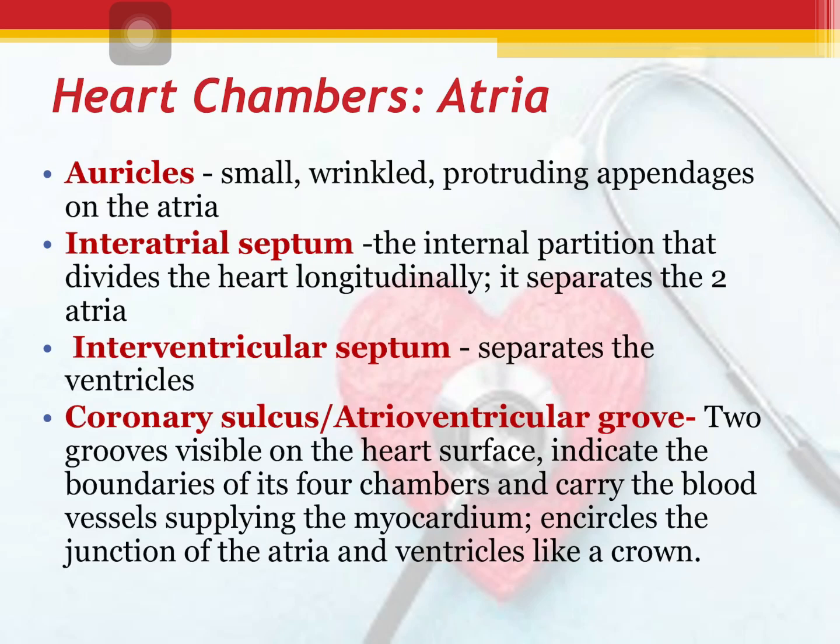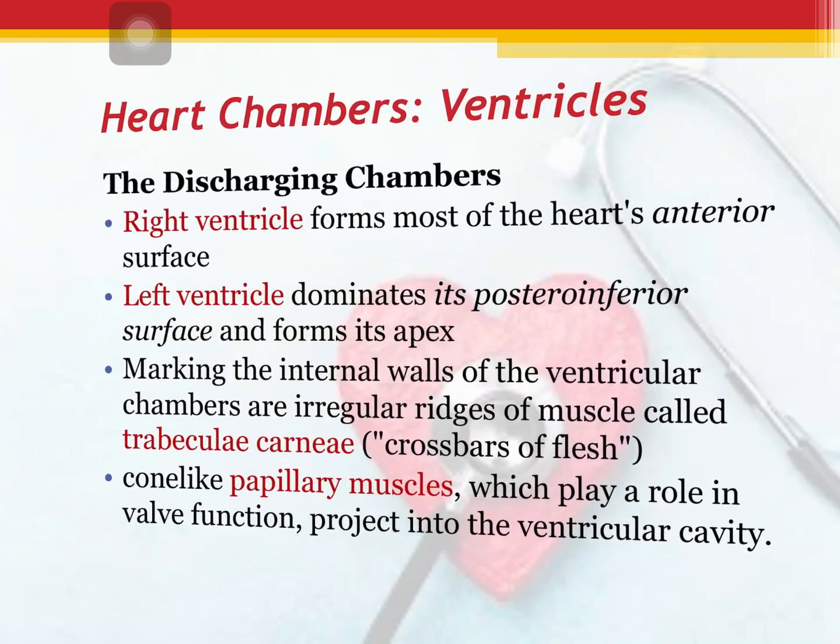In the atria, you can also find some anatomical landmarks like the auricles, which are small wrinkled protruding appendages. The interatrial septum serves as an internal partition between the two atria, and the interventricular septum separates the ventricles. The coronary sulcus, or atrioventricular groove, is visible on the heart surface and indicates the boundaries of its four chambers. It carries the blood vessels supplying the myocardium, and it encircles the junction of the atria and ventricles like a crown.